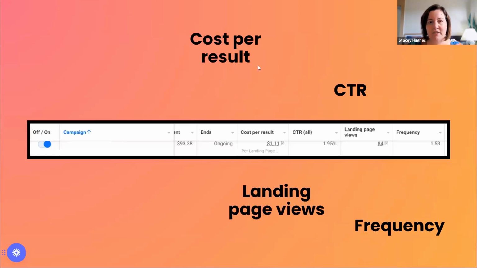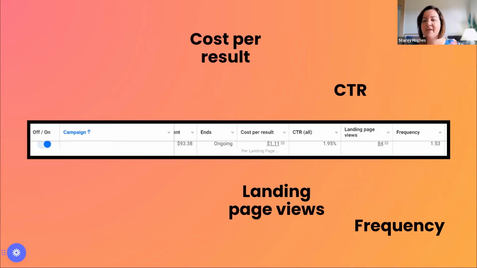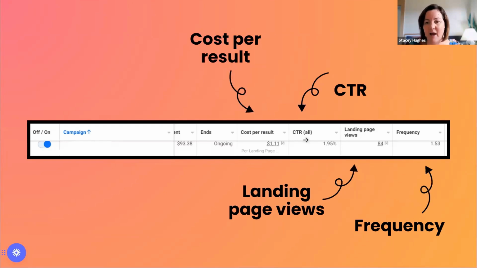Now, when it comes to our results, these are some terms that you might see in your ads manager. There's the cost per result. That is the cost per whatever result you set in your campaign. So if you set up a lead campaign, it's the cost per lead. If you set up a sales campaign, it's the cost per sale. Now, CTR is click-through rate. That's when your ad is shown to a number of people and then what percentage of those people took action. Landing page views is when people went to your landing page from your ad and actually landed on your page. And then the frequency is how many times people are seeing your ad in one day.